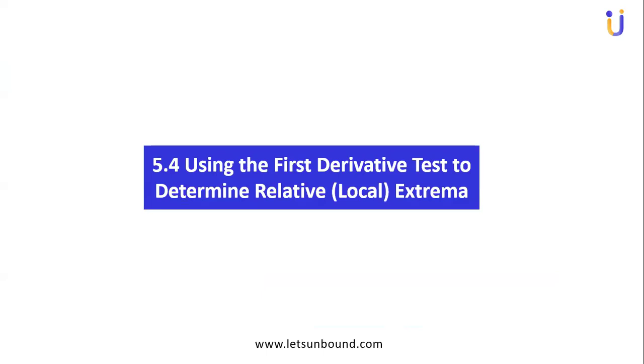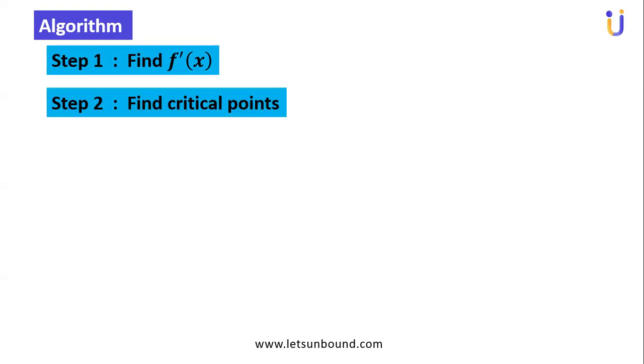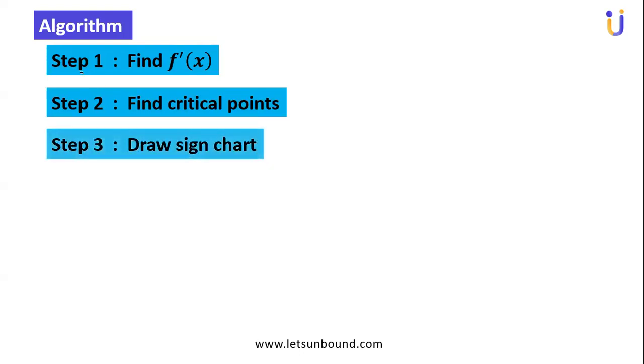Now 5.4, using the first derivative test to determine relative extrema. Only relative; graphically we know, right? We look over that particular neighborhood, and if it's a minimum or maximum, we classify that as extrema, local extrema. But what if the function form is given here? Let's see. The algorithm is, again, we depend on critical points. So find f dash of x, find critical points, draw the sign chart. Till this we know already.